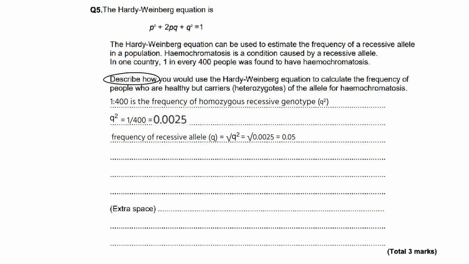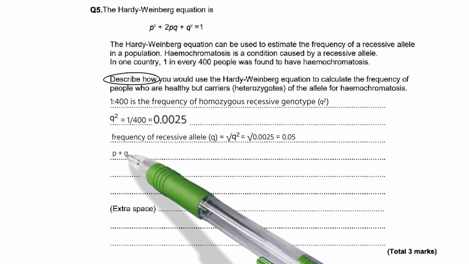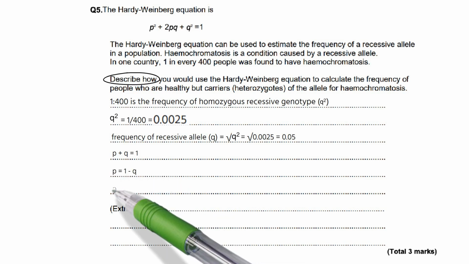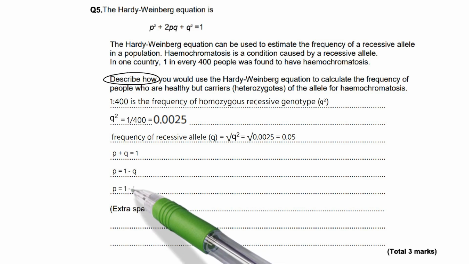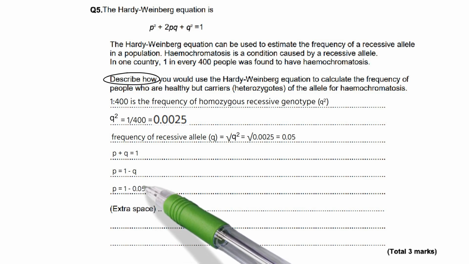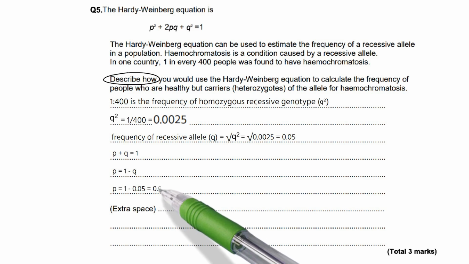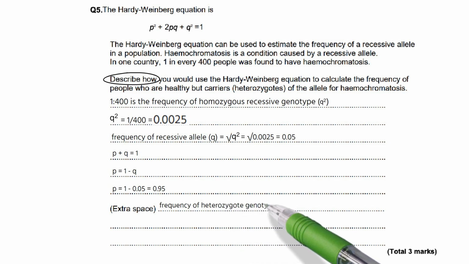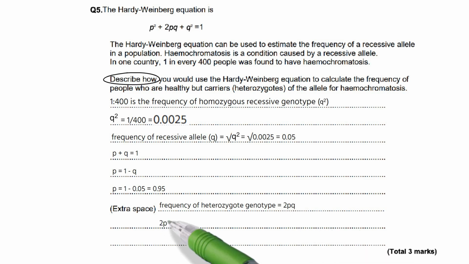So we now know the recessive allele frequency and the dominant allele frequency in the population. That's great to know, but then we have to read the question again. We want to know the frequency of people who are healthy but carriers, so they're heterozygous for the allele for hemochromatosis. Because we've already worked out the frequency of each allele in the population, all we need to do to find the frequency of the heterozygote genotype is change it back into the genotype from the allele frequencies.